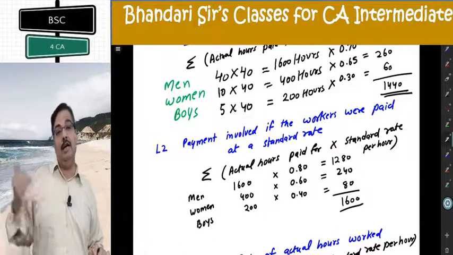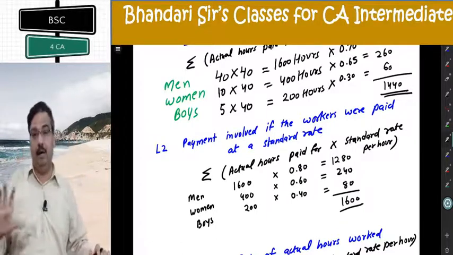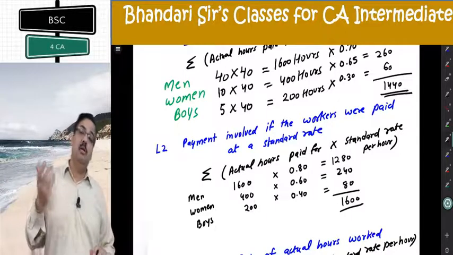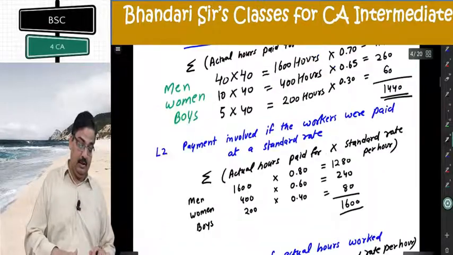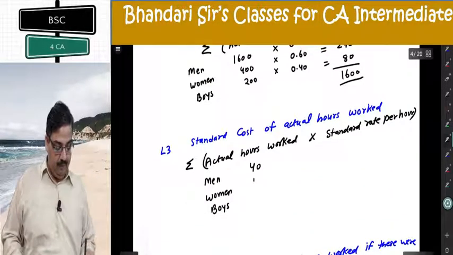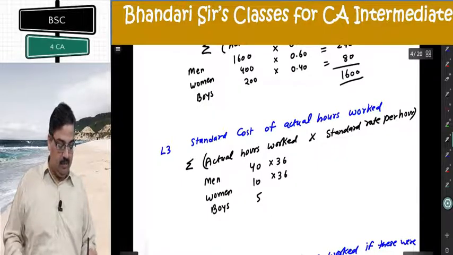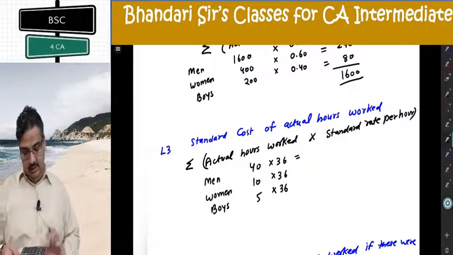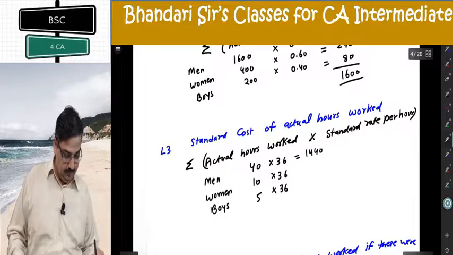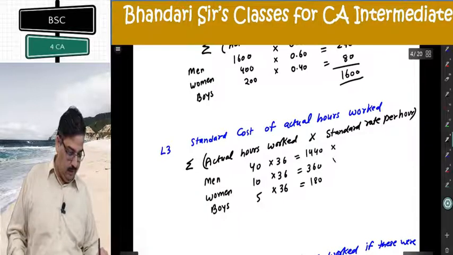It is duty of the entity to provide power. If there is a breakdown due to power, maintenance, then you will have to pay the worker. So workers are working less. 40, 10 and 5 are workers multiplied by 36 is hours worked. 4 hours are deducted there. So what I get? 40 into 36, 1440, 360, 180 multiplied by standard hours, standard rate per hour.